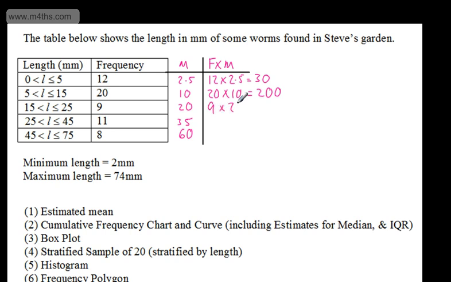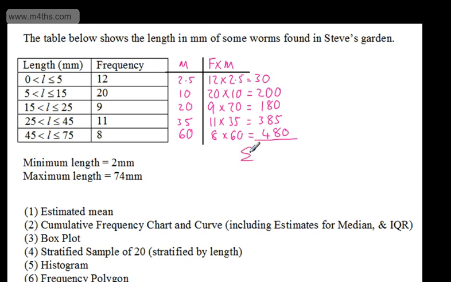9 times by 20 is 180. 11 times by 35 is going to give me 385. And then finally 8 times by 60 is going to give 480. We need to sum this up. If we sum these values, this will give me the total length of all of the worms added together.